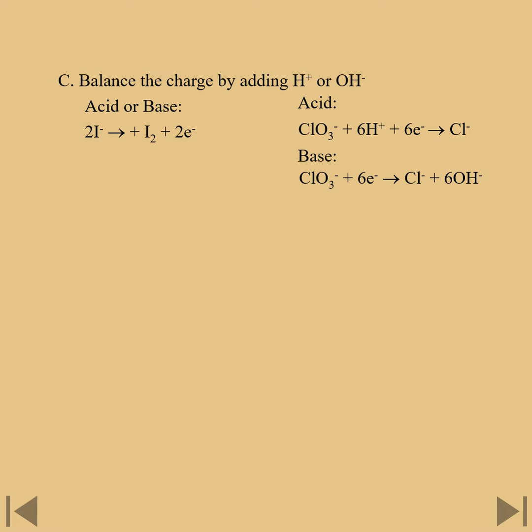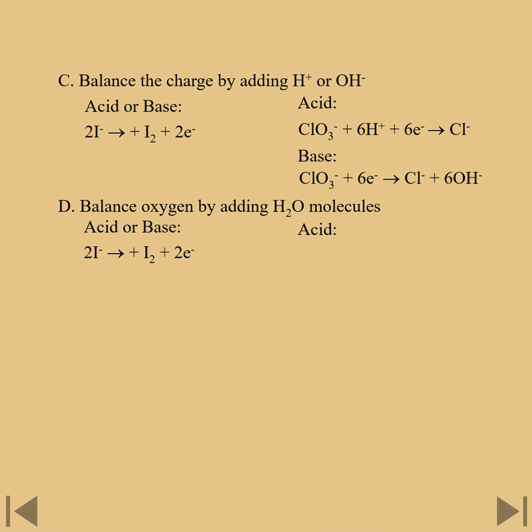And now step 2D is to add water in order to balance the oxygen. And there are no oxygens in the oxidation half reaction, so I don't need to worry about that. But in the reduction half reaction, in the acid I see 3 oxygens on the left and 0 on the right, so I need 3 more oxygens on the right, so 3 waters. Note how it took care of the hydrogens. In the base half reaction, we have 3 on the left, 6 on the right, so I need 3 more oxygens on the left, so 3 waters to the left. And again, note how it took care of the hydrogens.